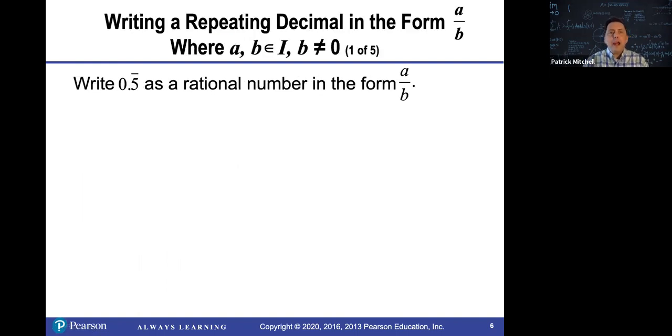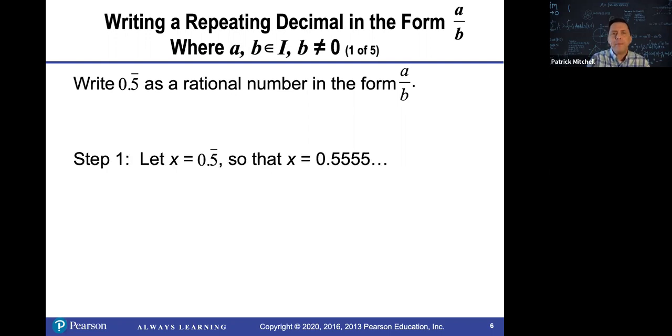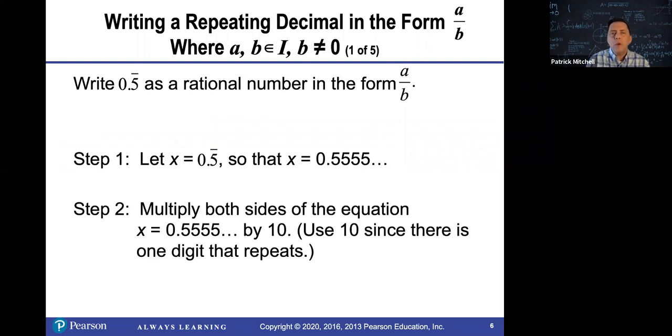In this example, we'll write 0.5 repeating as a rational number in the form a over b, in other words, as a fraction. So for the first step, we'll call this number x. So x equals 0.5 repeating, so that x is 0.555555 repeating forever. Next, we're going to multiply both sides of that equation by 10. And the reason we're choosing 10 is that there is only one repeating digit. If the repetend was 2 digits, we would multiply by 100. If it was 3 digits, we would multiply by 1,000, and so on.